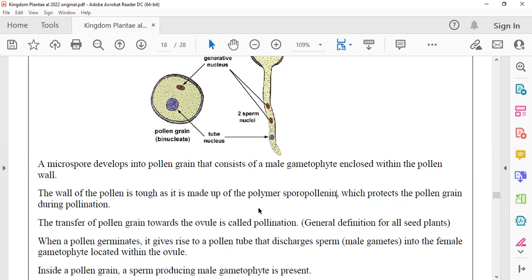What is pollination? Okay, this is the general definition. The transfer of pollen grain towards the ovule. If you write the definition for pollination in cycas, how will you write it?